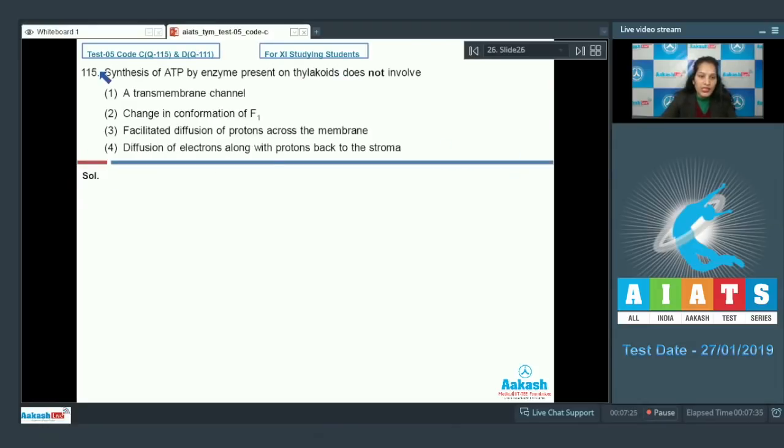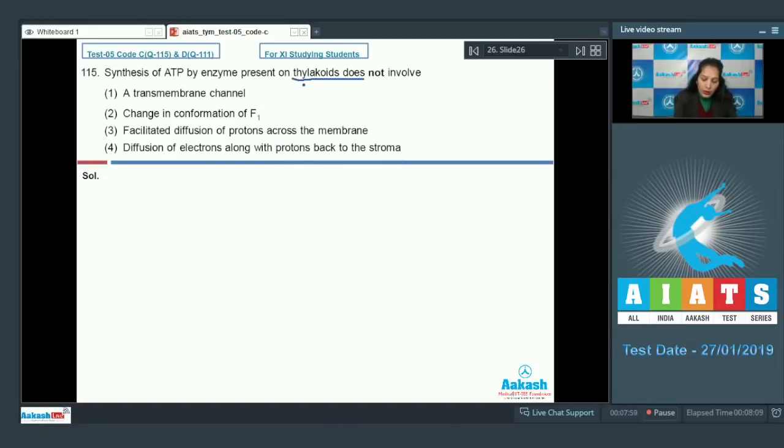Question number 115. Synthesis of ATP by enzyme present on thylakoids does not involve first option, a transmembrane channel. Second, change in conformation of F1. Third, facilitated diffusion of protons across the membrane. Fourth, diffusion of electrons along with protons back to the stroma.